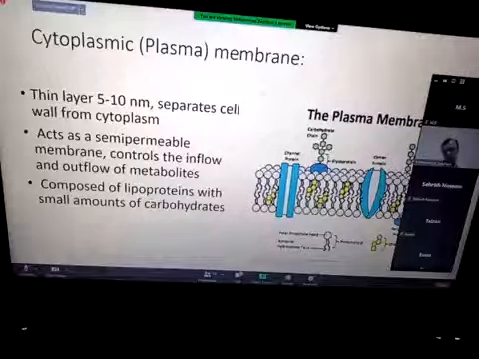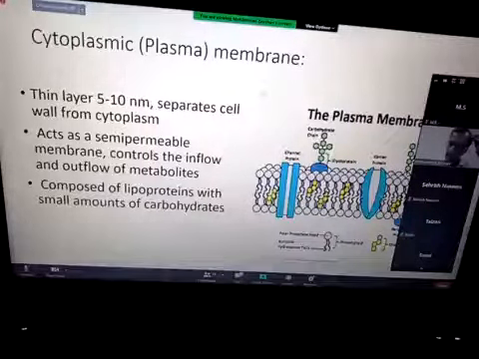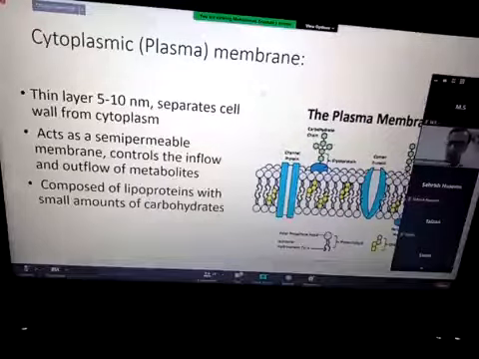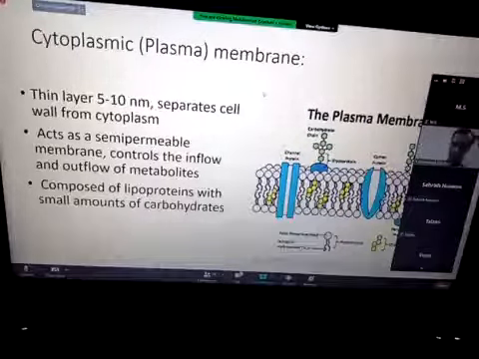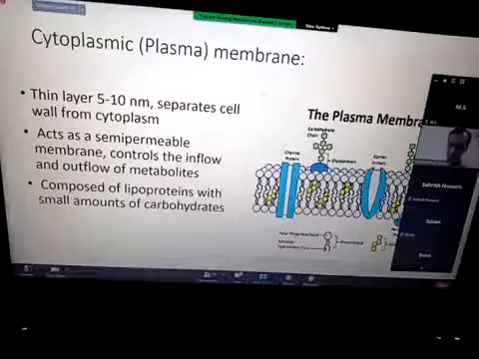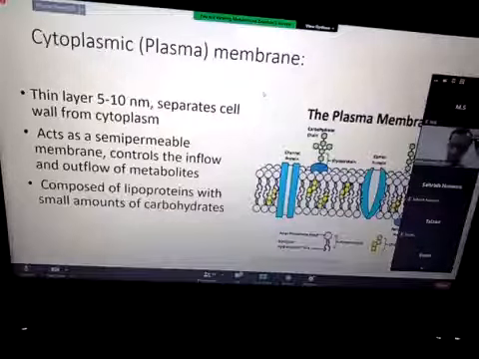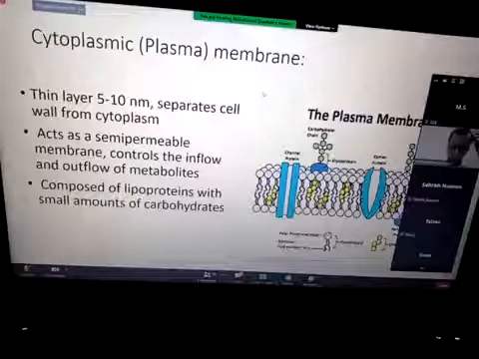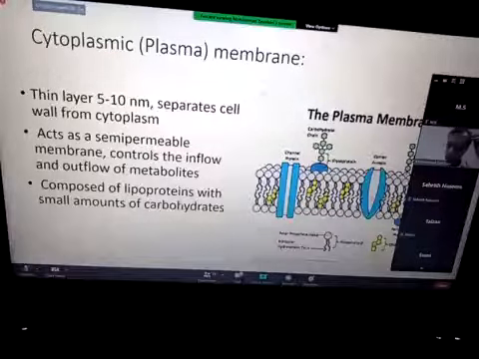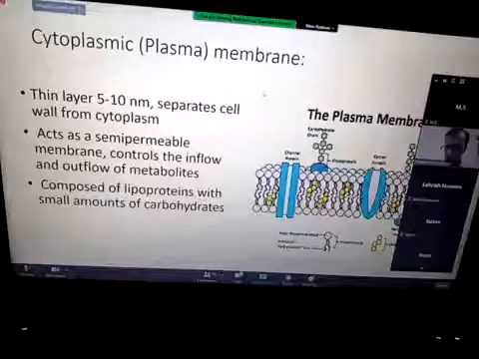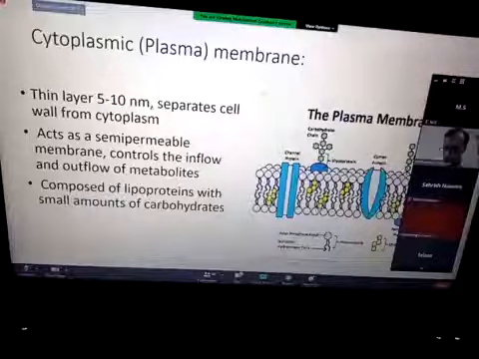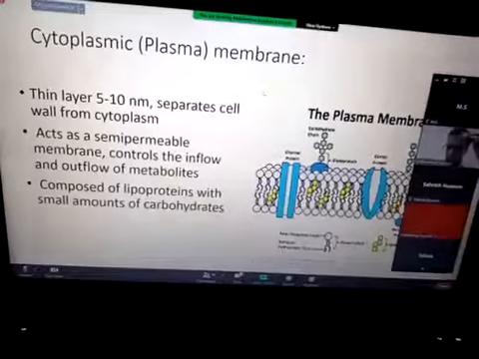So if it's permeable to everything, the metabolites inside the bacterial cell will go very easily outside. So to retain the metabolites and the nutrient structure, the plasma membrane is very important. It's composed of lipoproteins and a small amount of carbohydrates. So you see this polar structure. It has phospholipids and cholesterol in between.